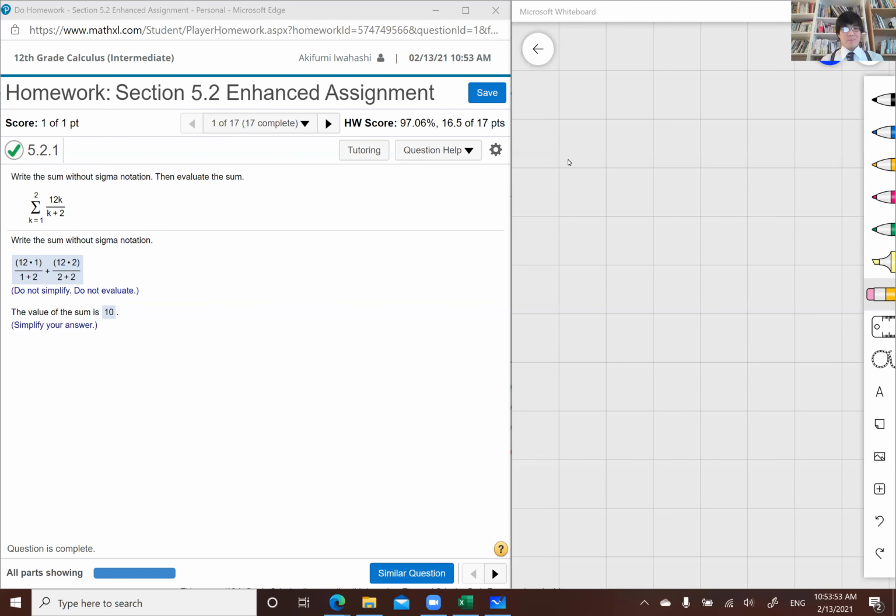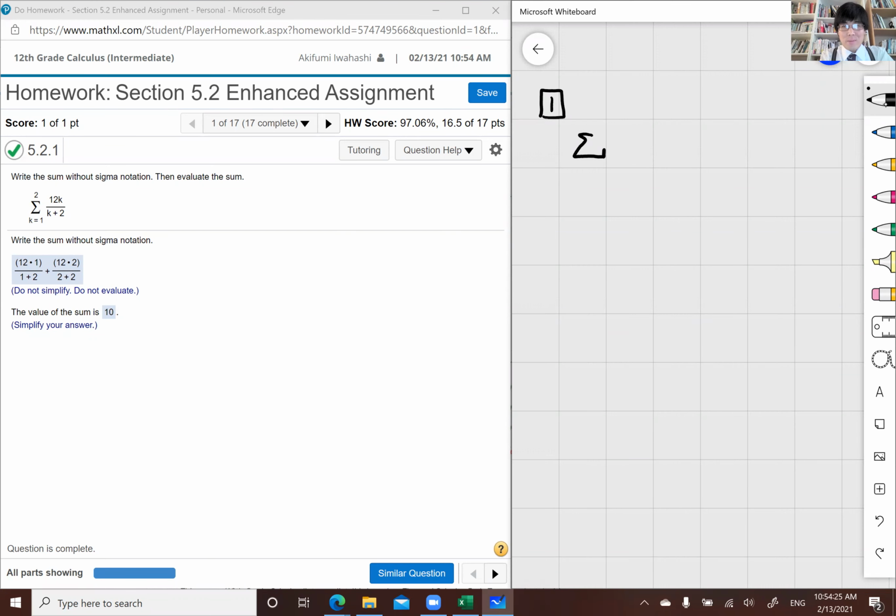Hello. This time I'm going to explain section 5.2 of the Pearson calculus, which is about the sigma notation. Sigma notation is something that is actually covered in algebra and pre-calculus, but let's review those things by solving some basic questions. Okay, problem number 1. Write a sum without sigma notation.